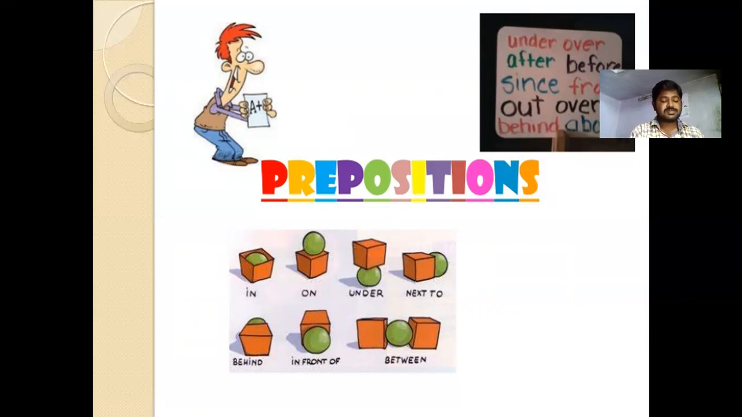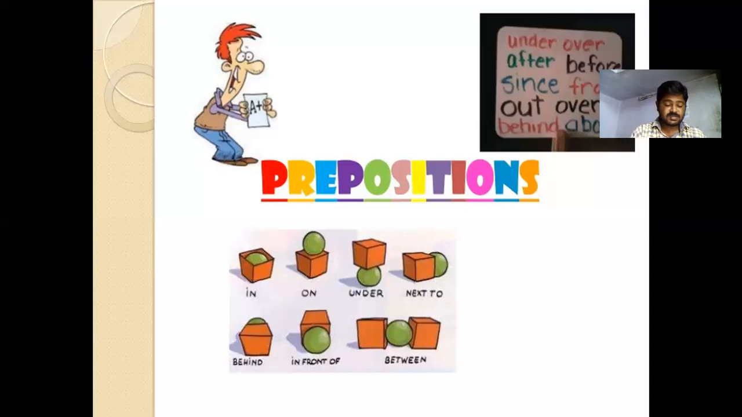So suppose the book is on the table. On is a preposition here. On the table shows the connection between two parts of the sentence, the book and the table. On is a preposition here.